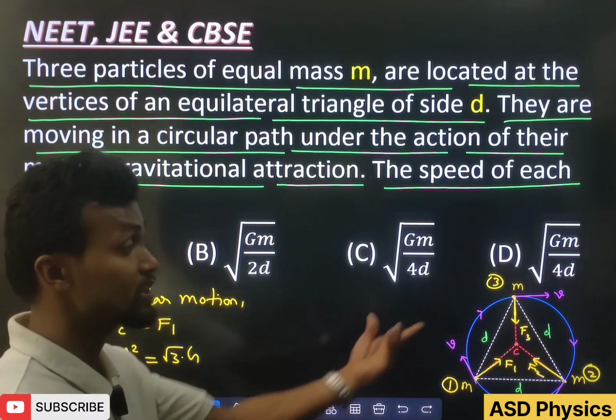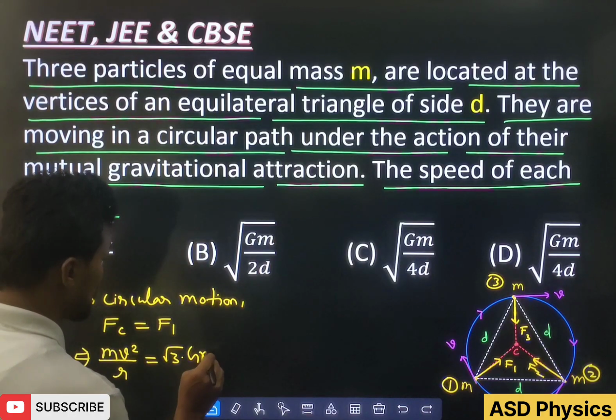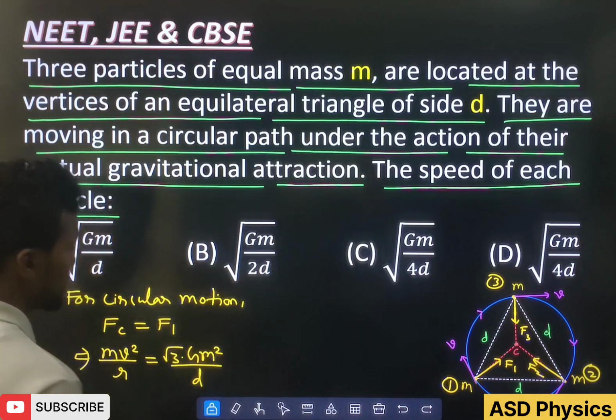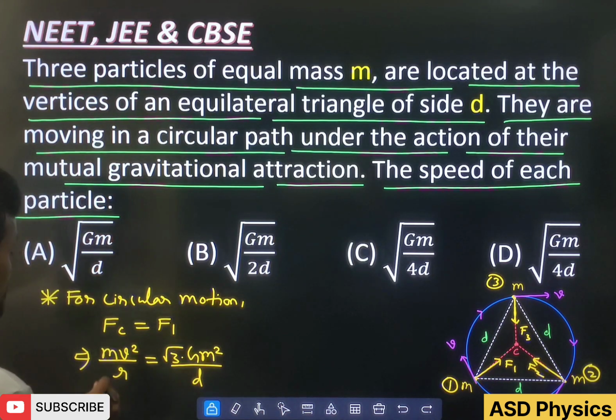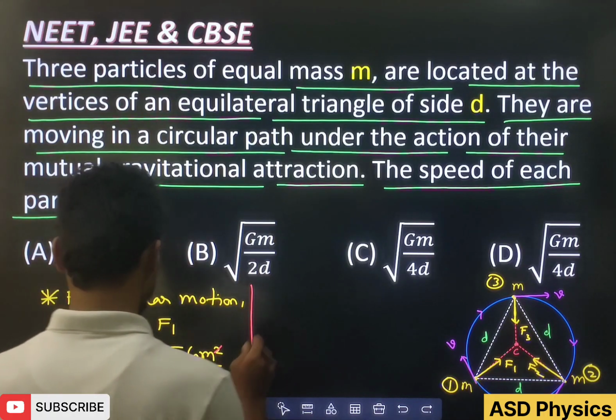In case 1 I told you the resultant force at one of the vertices. So what was there? Root 3 Gm square by d. This formula is there. Now after that, this m and this m will cancel out. Then we will simplify this.